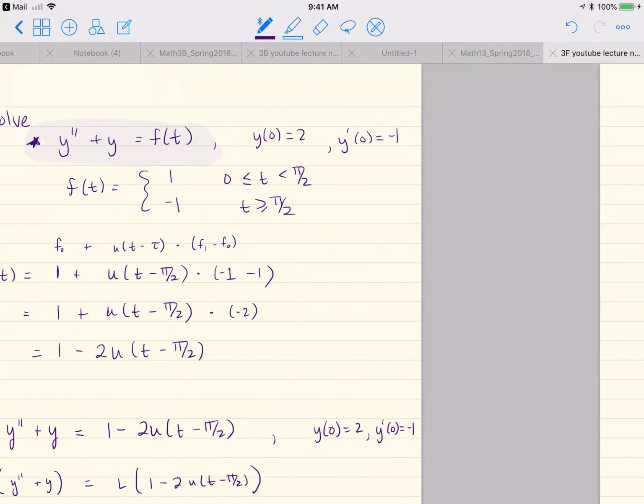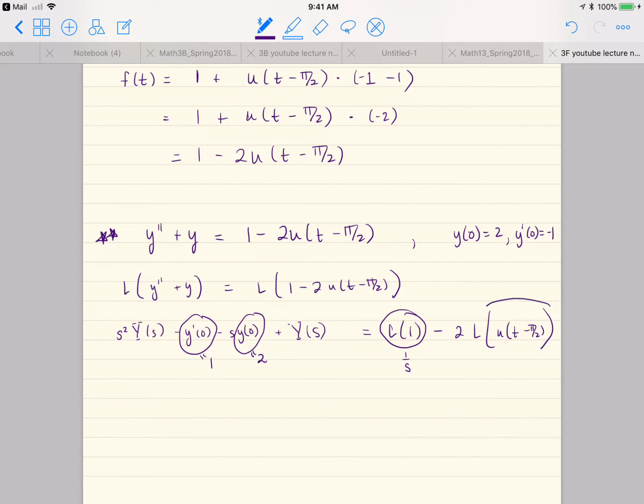Okay, so now plug that in down here. That is e to the negative pi over 2s over s. And putting it all together, we'll have s squared Y of s minus 1 minus 2s plus Y of s is equal to 1 over s minus 2 e to the minus pi over 2s over s.